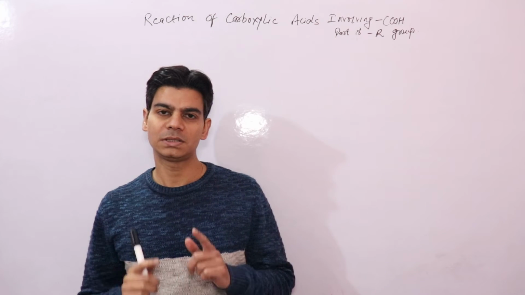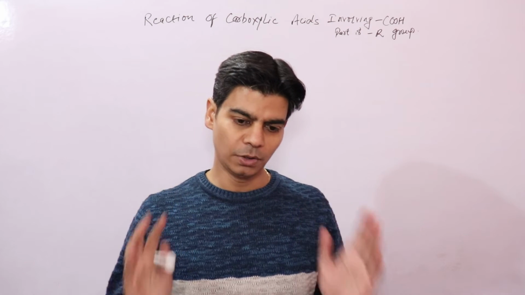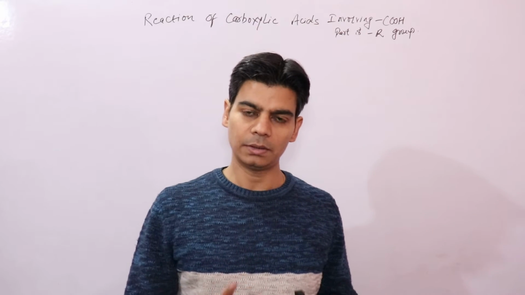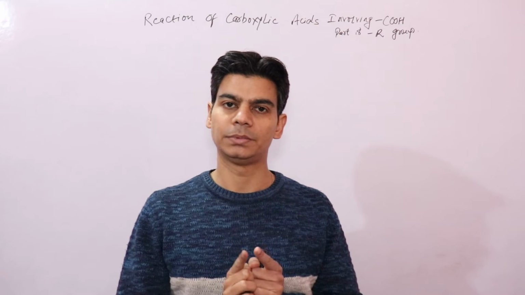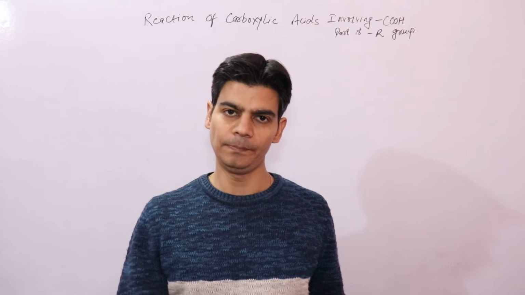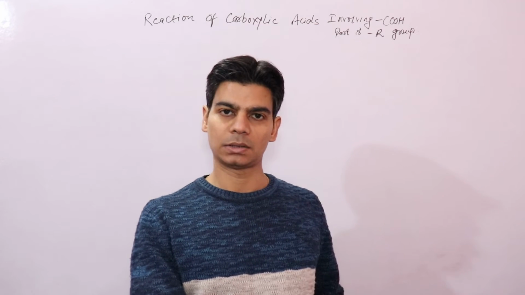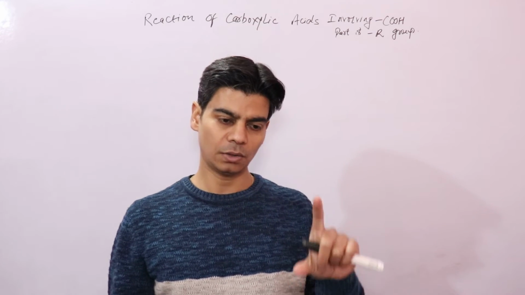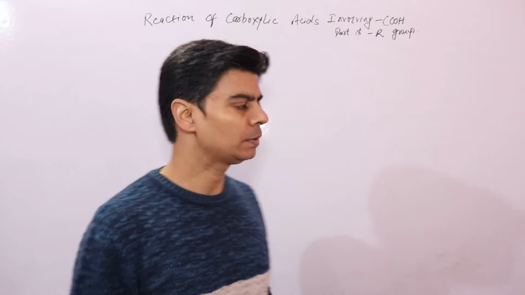Hi everyone. In this video lecture, we will look into those chemical reactions of carboxylic acid where the complete carboxyl group, that is the COOH group, would be involved, and the second type of reaction where only the alkyl part, that is the R part, is involved. RCOOH is carboxylic acid.